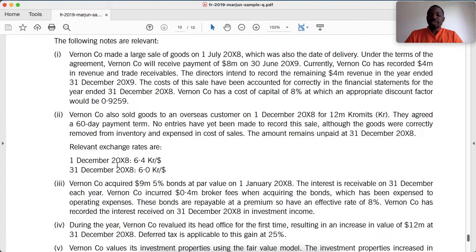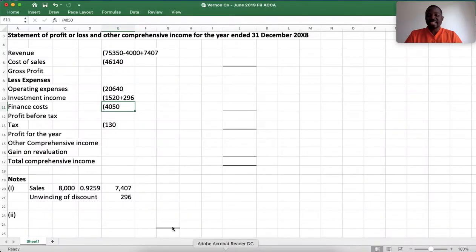At 1 December 20X8, the rate is 6.4 chromides per dollar. 31 December is 6 chromides per dollar. They have given us these rates so that we will be able to translate our sales at the date of sale and also translate our receivable at the date of reporting, which is 31 December. So now let's go and do just that.